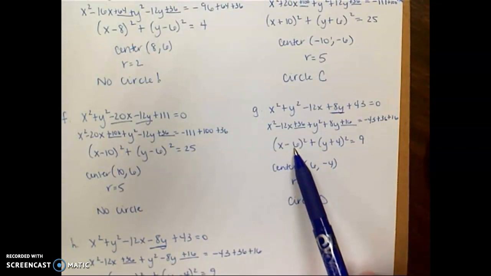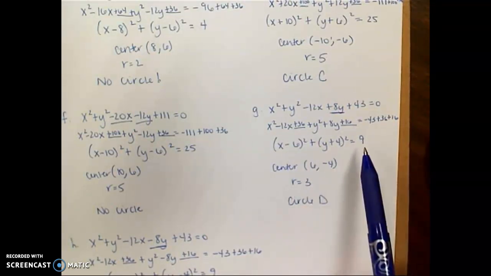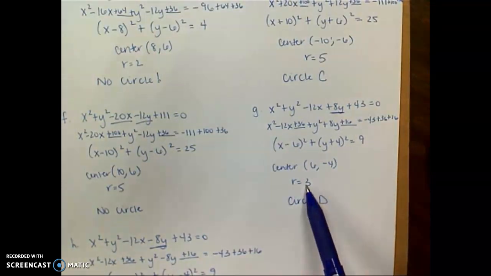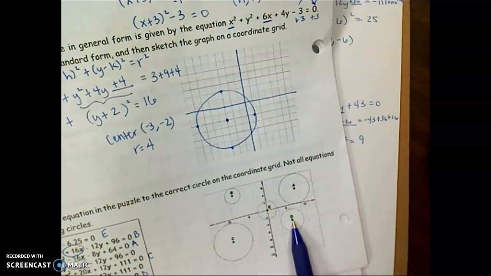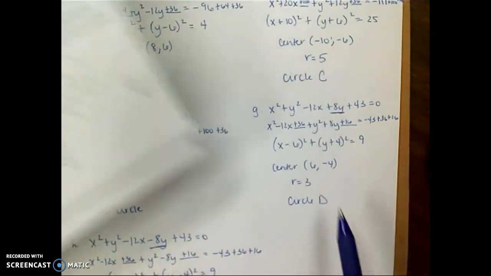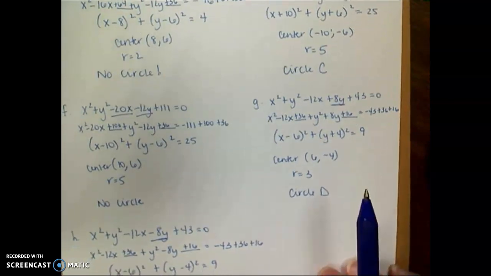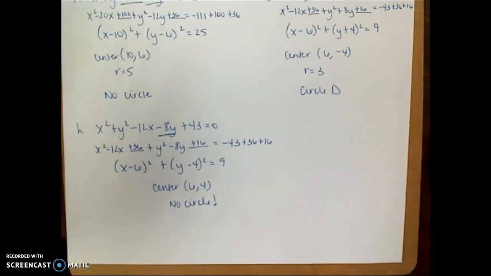So our center is (6, -4). The radius is the square root of 9, which is 3. (6, -4) with a radius of 3 is D. So there is no circle for H because of that sign change there. So just be very careful there.